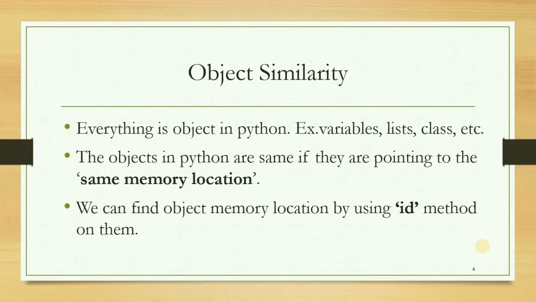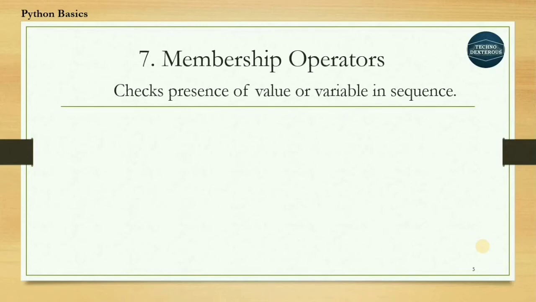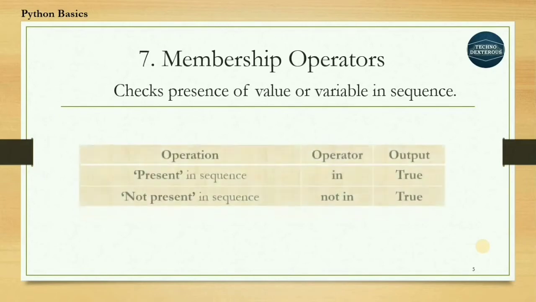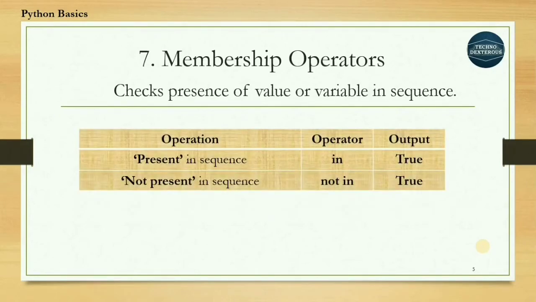Let's move towards membership operators. Membership operators are used for checking the presence of a value or variable in a sequence. They also provide output in the form of boolean values. There are two types of membership operators: one is in and the other is not in. The in operator will provide true output if the variable or value is present inside the sequence, and if it is not present, then it will provide false output. Similarly, the not in operator will provide true output if the particular value or variable is not present in the sequence, otherwise it will provide false output.